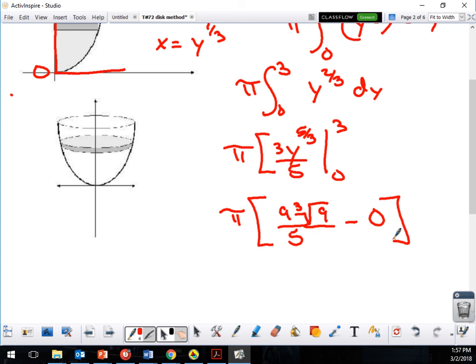Wait, where did that extra 3 come from to make the 9? Okay, so look at this, watch this. I'm watching. So 3 over 3, right? Yeah. And that's 3 to the 3 over 3 times 3 to the 2 over 3. Okay.